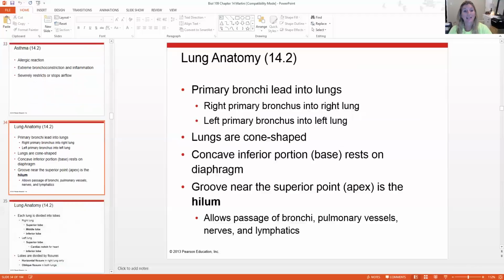Let's talk about lung anatomy. Your primary bronchi lead into the lungs. The right primary bronchus goes in the right lung, left primary bronchus goes in the left lung. Pretty straightforward. The lungs are cone-shaped, have a concave inferior portion that rests on top of the diaphragm.